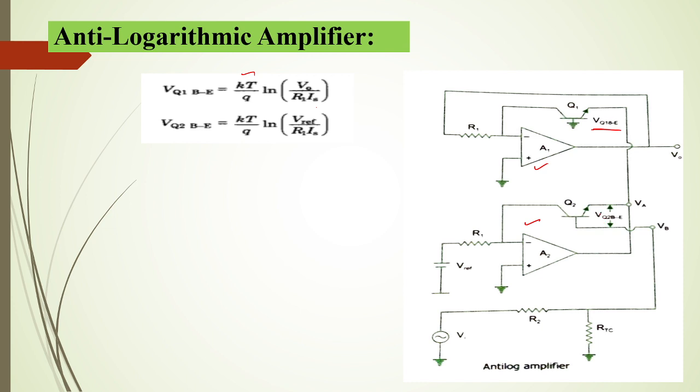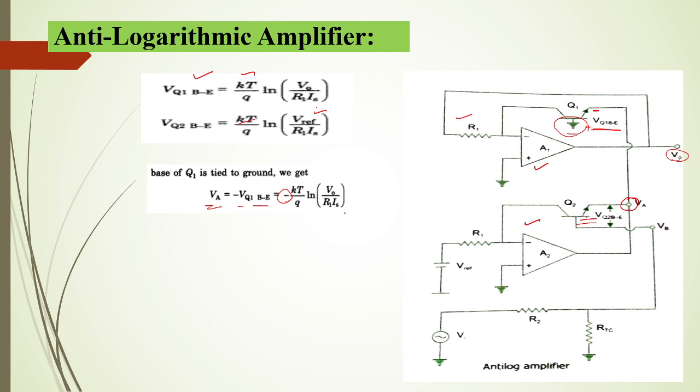Similarly, in this transistor also we can write KT by Q ln of V reference divided by R1 into IS. But the condition is that in this Q1 transistor the base is connected to the ground, so we consider it as negative, and here it is positive. So this point VA is connected to this, so we can write VA is equal to minus of VBE. We already know that it is equal to minus of KT by Q ln of V0 divided by R1 into IS, since V0 is the input for this circuit.